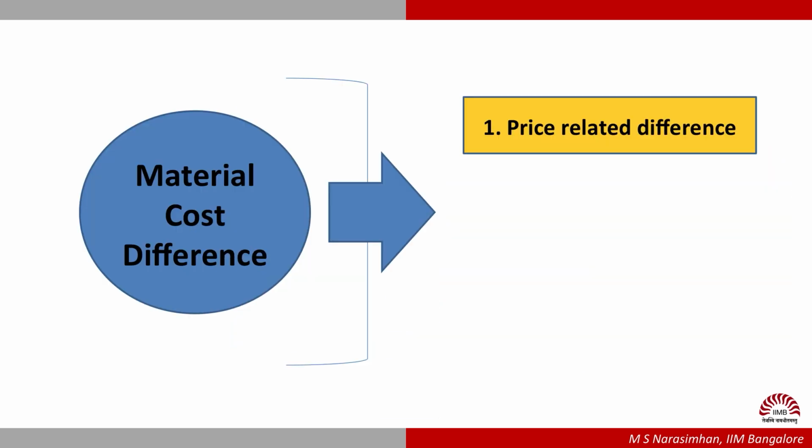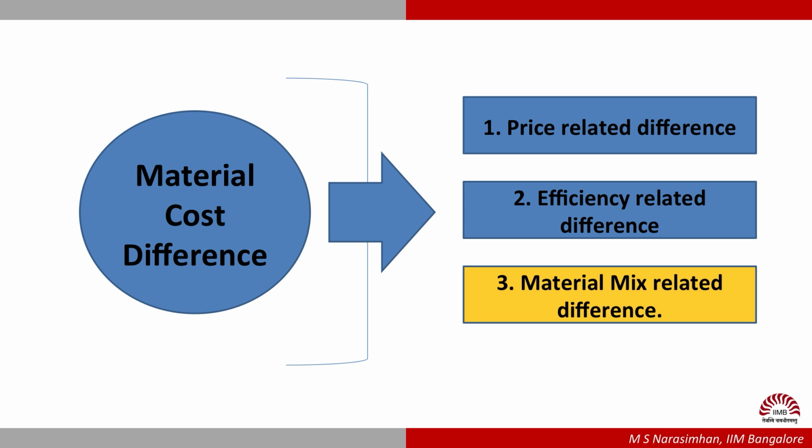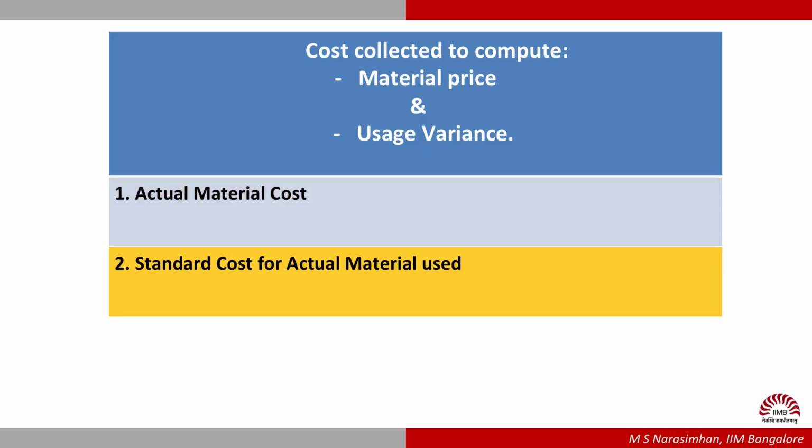We need to break this total expense or variance into price related difference, efficiency related difference and material mix related difference. Normally we collect the following costs when we want to compute the material price and usage variance: actual material cost, standard cost for the actual material used and standard cost. The above three values are adequate if we treat each of these materials independently and compute the price and usage variance. When we sum up the values of the three materials, we get total price variance and usage variance.